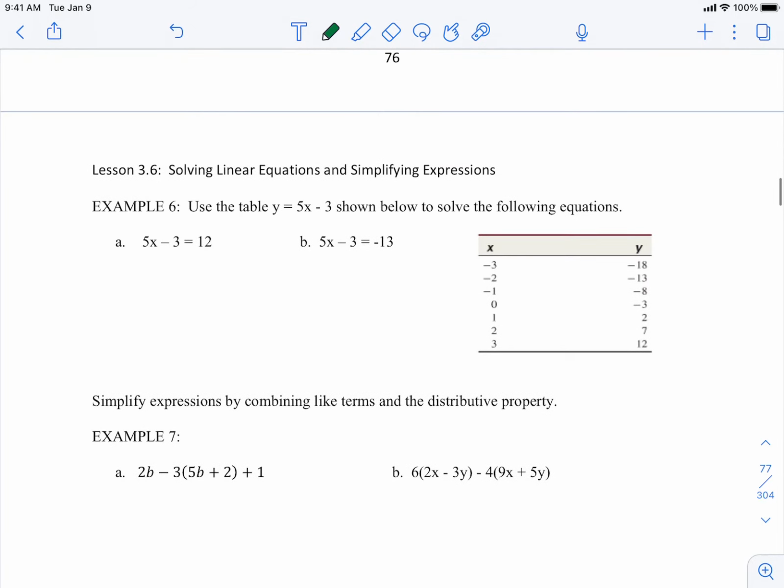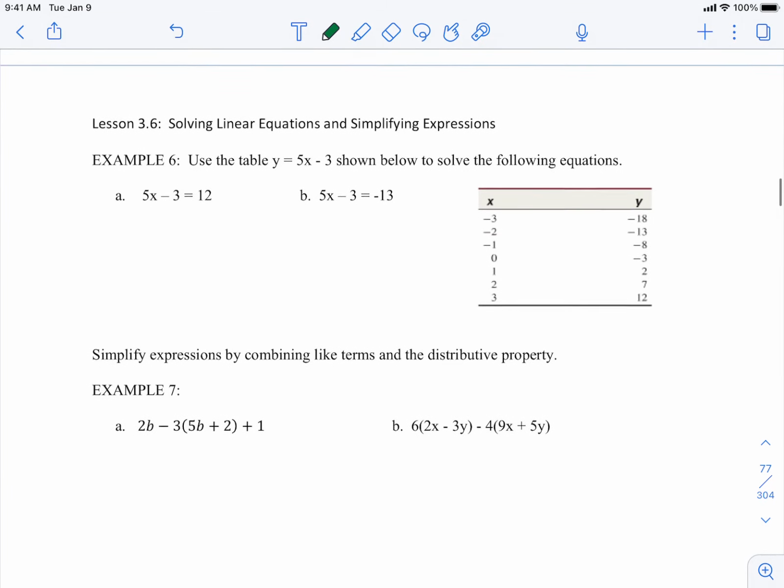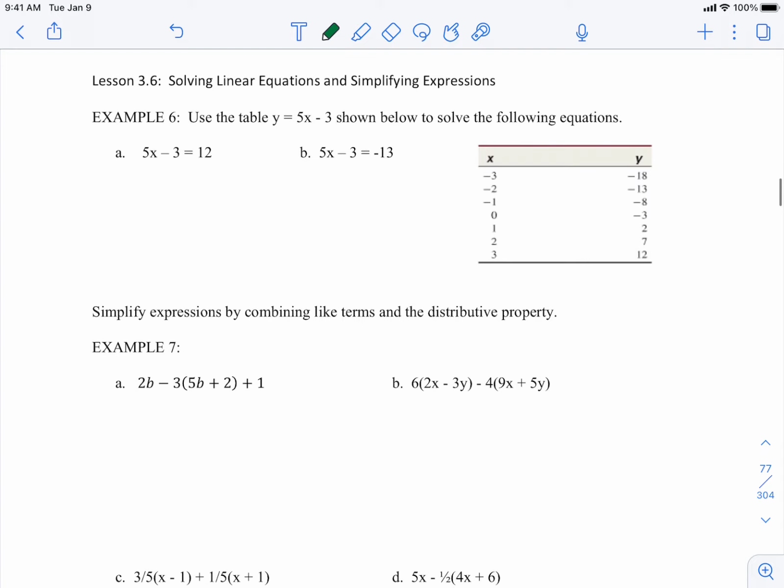Okay, here's another way you can do this. You can use a table to solve the following equations. So I have 5x minus 3 equals 12. So I'm going to look in my table where y is 12 and the x value is 3. So x equals 3. Similarly, for B, 5x minus 3 equals negative 13. So I find negative 13 in the table, and I see x is negative 2.